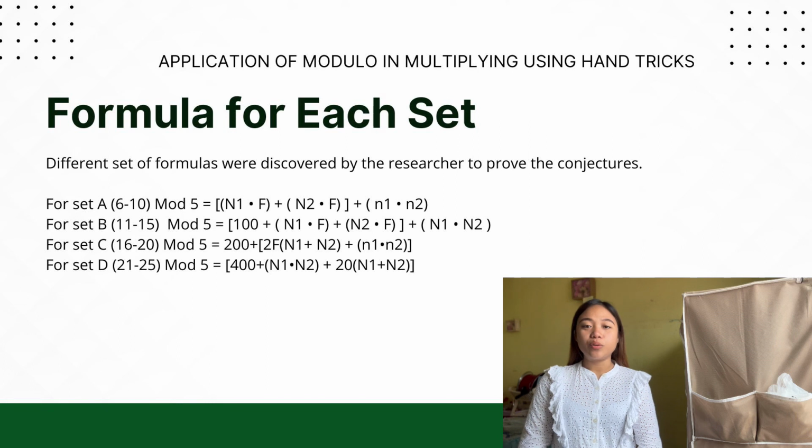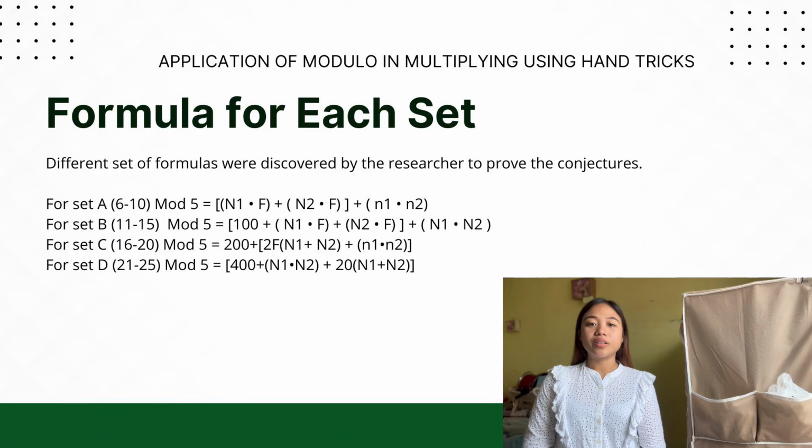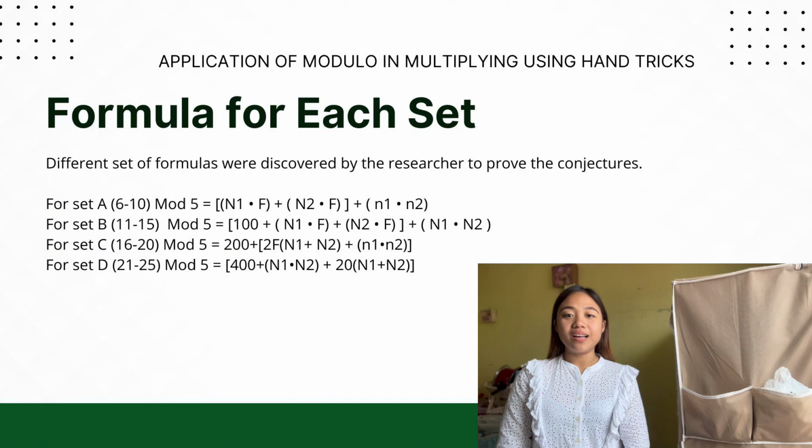The next formula will be mod 5 is equal to the quantity of n sub 1 times f plus n sub 2 times f plus the product of n sub 1 and n sub 2 plus 100. For our third formula, we have mod 5 is equal to 200 plus 2f times the sum of n sub 1 and n sub 2 plus the product of small n sub 1 and n sub 2.